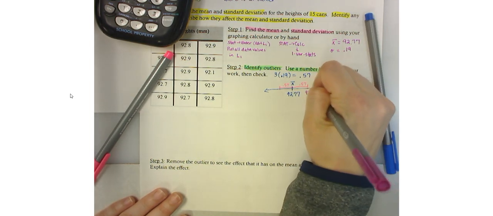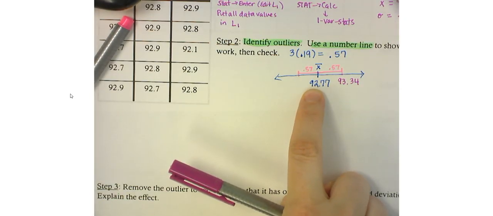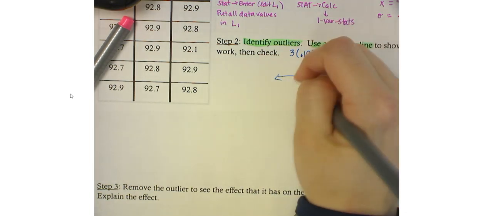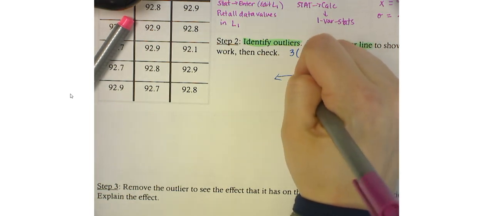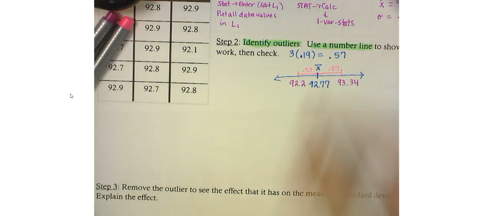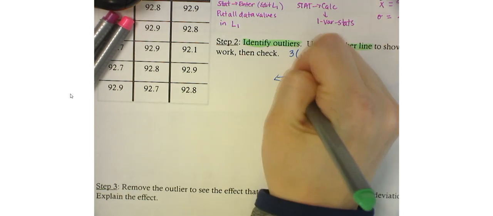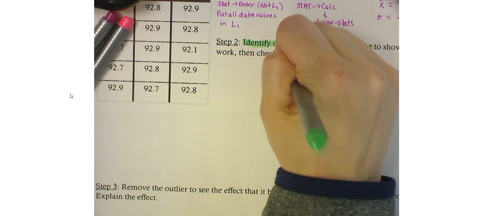Okay, so then all of your outliers are going to occur above 93.34 and below 92.2. So we're going to check for outliers. First I'm looking for ones that are above the 93.34. Do I really even have any that are above 93? Nope. Okay, so what about below 92.2? Yes.